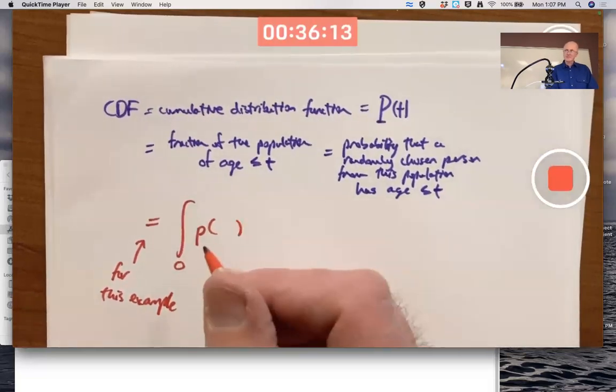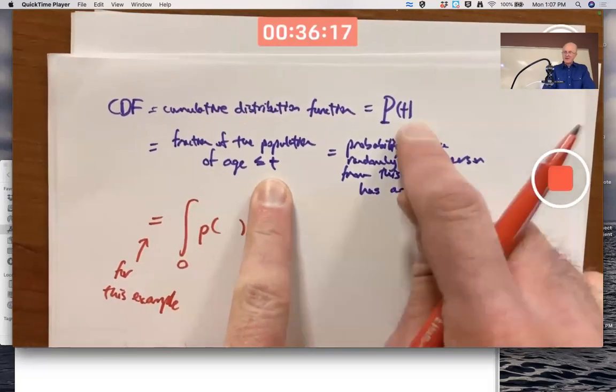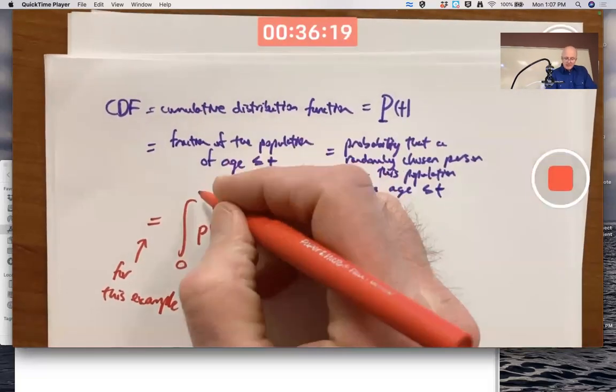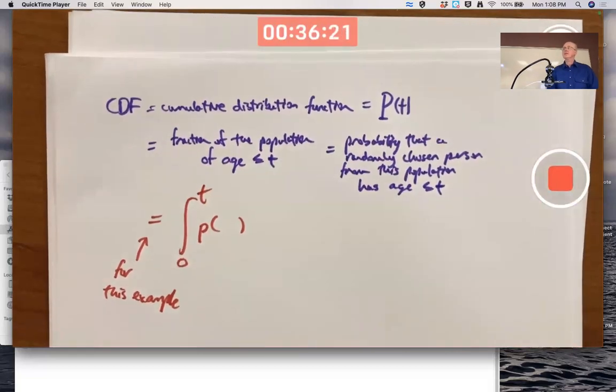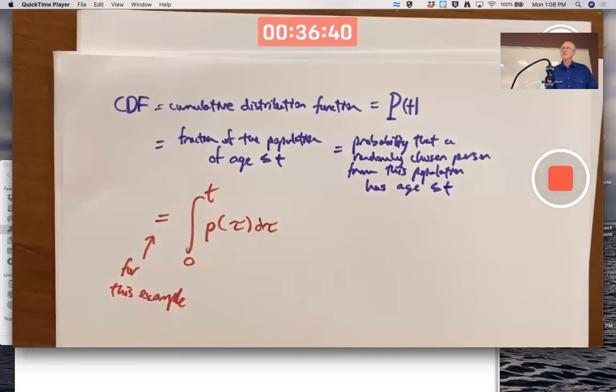What do you want to put up here? Since there's an arbitrary t here and here and there, in fact, we want to put a t in the upper limit of the integral. We've done that before with speed and distance traveled and velocity and displacement. That's why this is going to be an antiderivative. Fundamental theorem of calculus. And if I put a t up there, put something different here, like a tau, tau d tau.